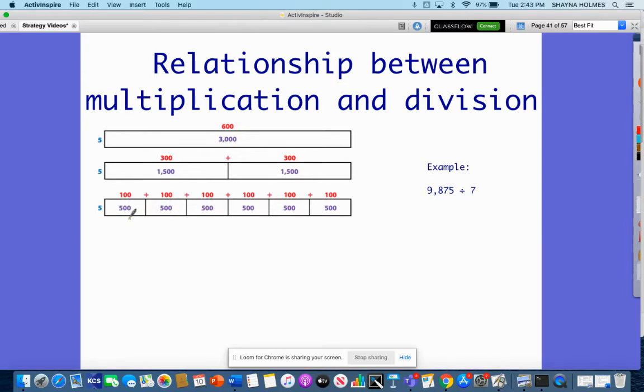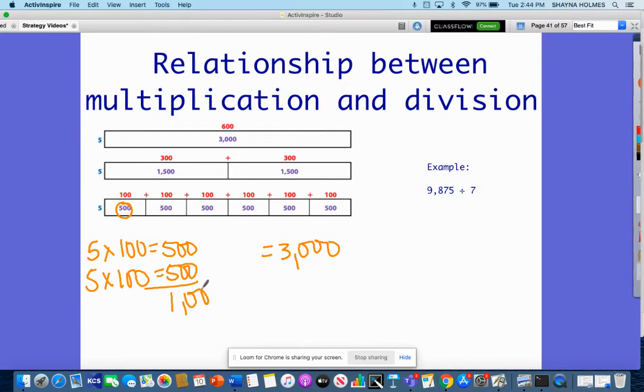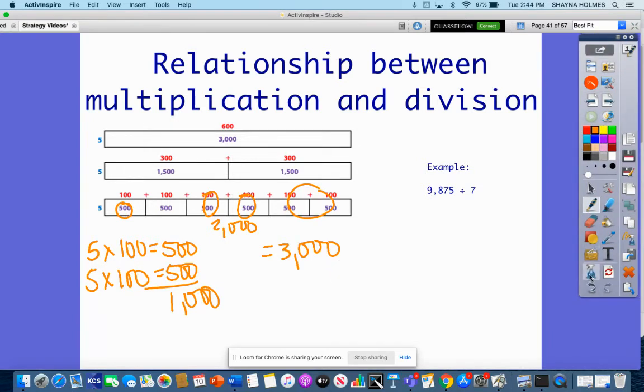Another way to think about it is, what can I multiply 5 by to eventually get to 3,000? If I multiply 5 by 100, it gives me 500. Then I need to do it again, and that gives me 1,000. If I did it another time and another time, that would be another 1,000, so that would be 2,000. And then 2 more would give me 3,000. Now we're going to look at an example problem with that.